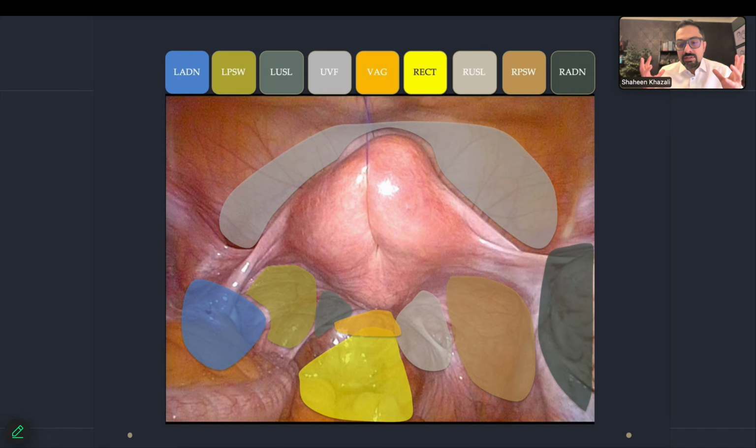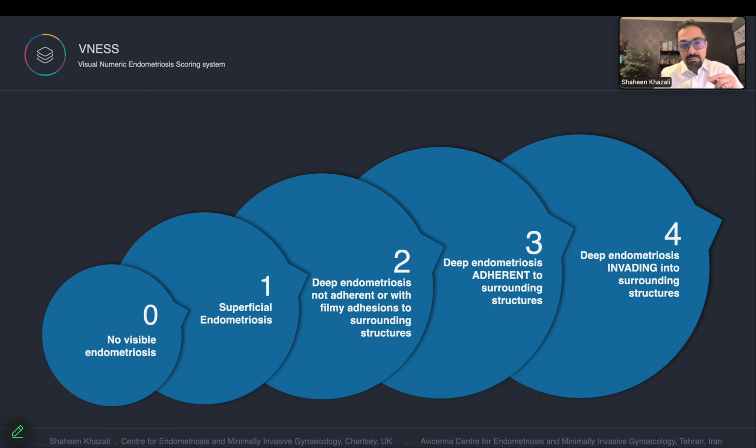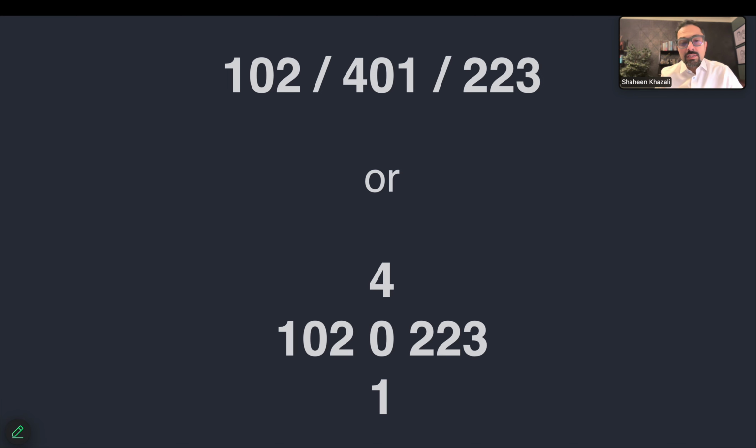So the idea is to simplify the mapping of endometriosis. We have 9 compartments starting from left adnexa to the left pelvic side wall, left uterosacral ligament, and then we come all the way to the right. These are the 9 compartments. Each compartment can be 0, 1, 2, 3, 4, 0 being no endometriosis and 4 being deep endometriosis that is invading into its surrounding structures. And it looks like this.